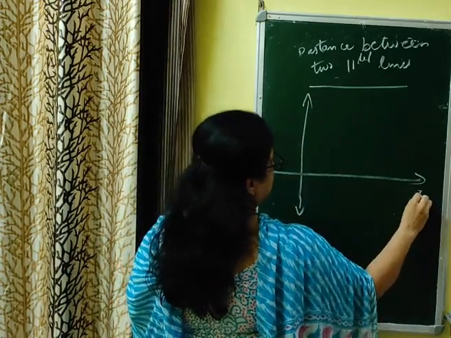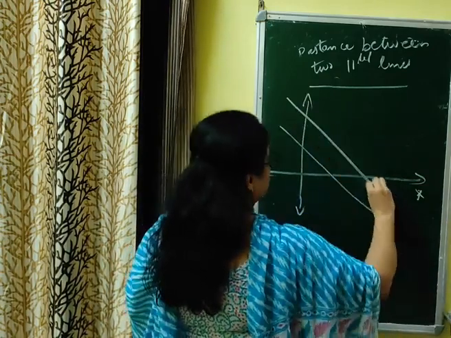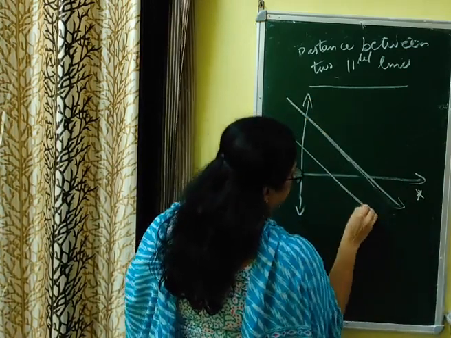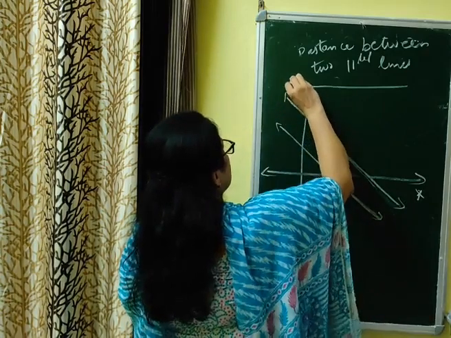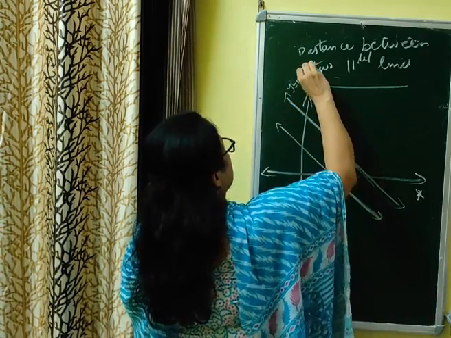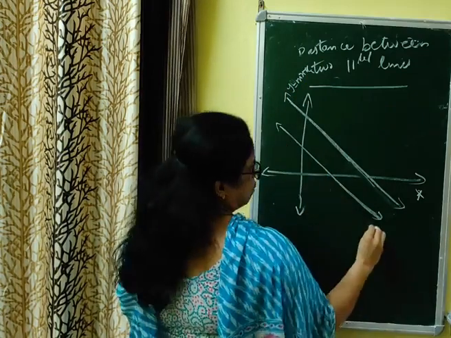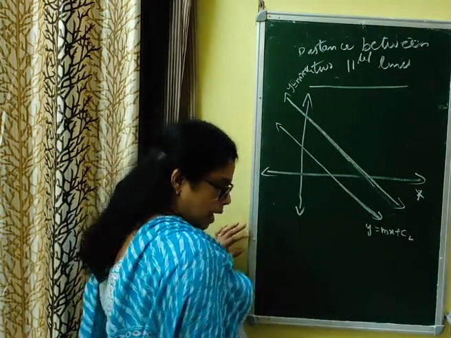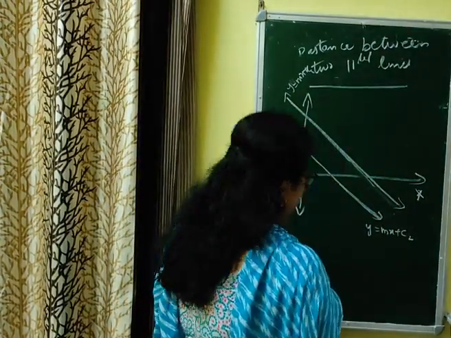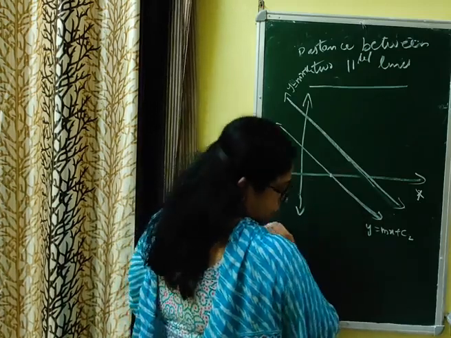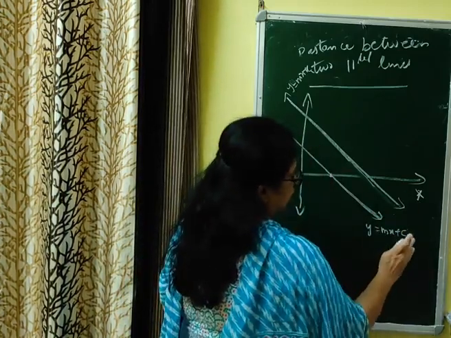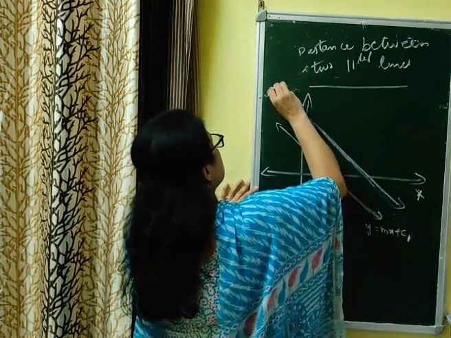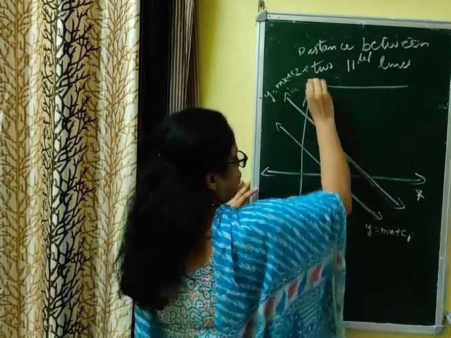That is, suppose I am taking two parallel lines, say L1 and L2, whose equations are given in slope intercept form as y equal to mx plus c1 and y is equal to mx plus c2. Why is m equal? Because parallel lines have equal slopes. Now how can we find the distance? Let this intercept be c1 and let this be c2. For comfort we are taking y is equal to mx plus c2. Now what is this point?